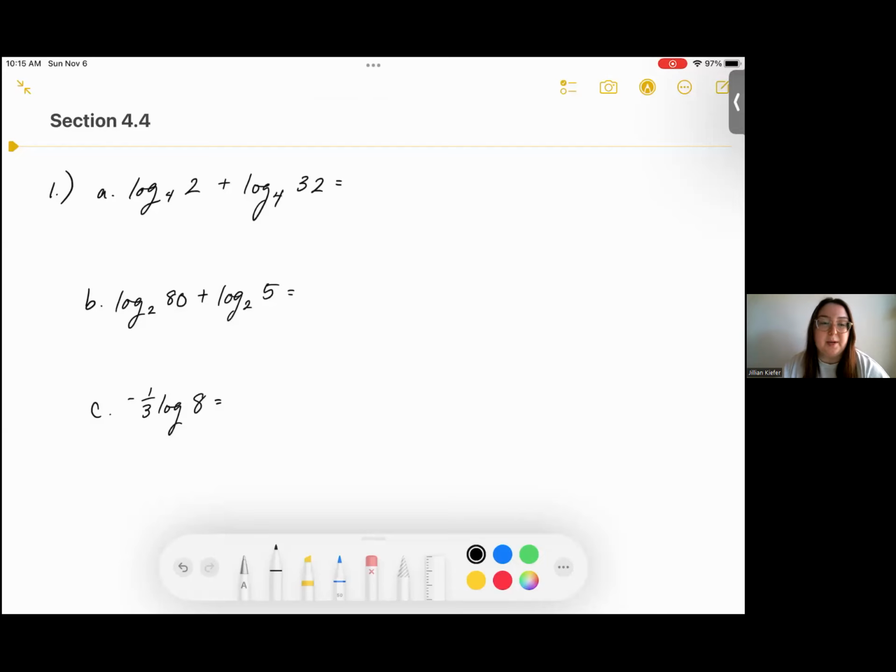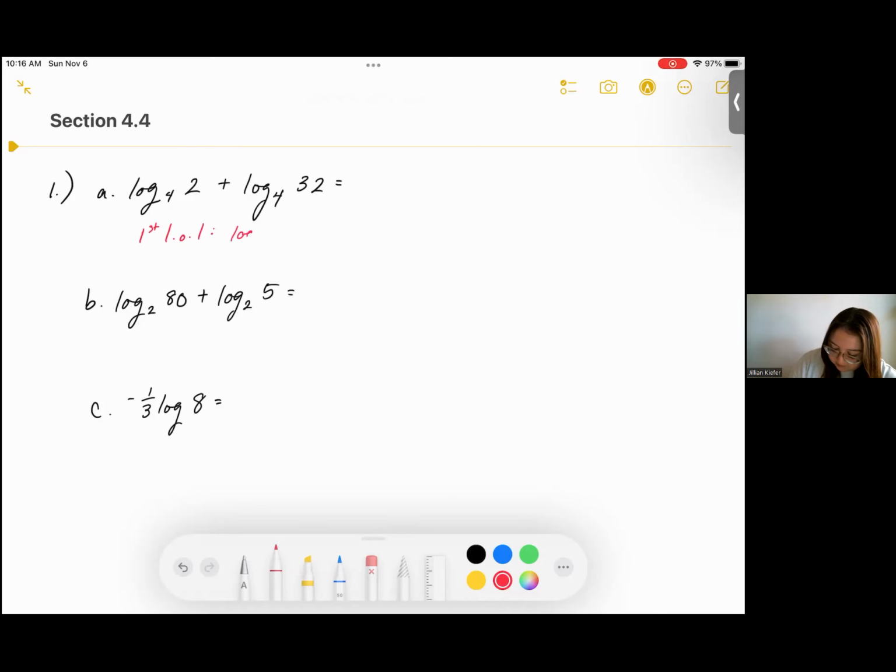All right, so here we are in our notes. We've got our problem 1, and let's go ahead and start with part A. So log base 4 of 2 plus log base 4 of 32 is equal to what? In order to combine these two logarithms into one single logarithmic term, we can use one of our laws of logarithms. The one we'll want is the first law of logarithms, LOL.